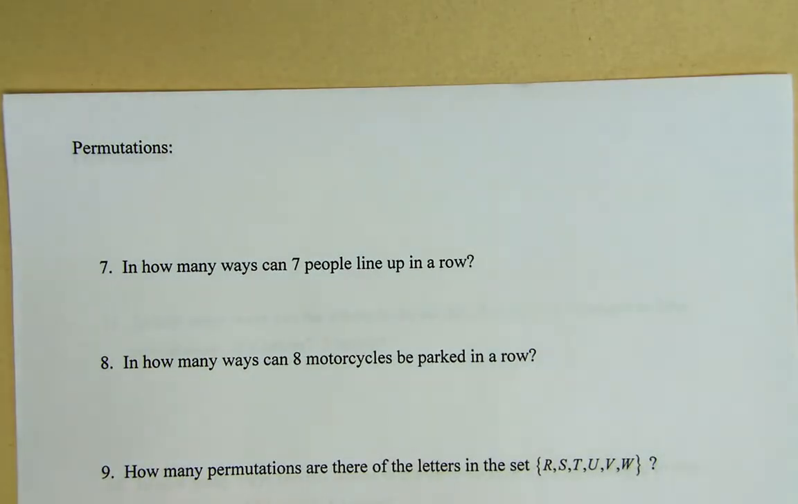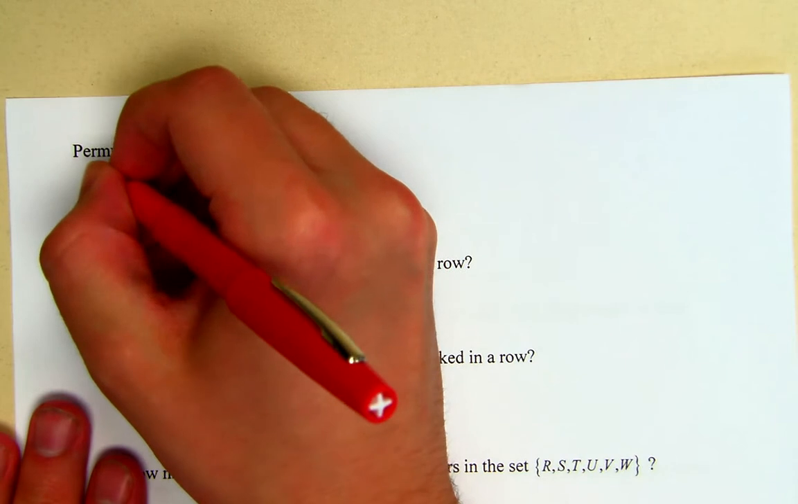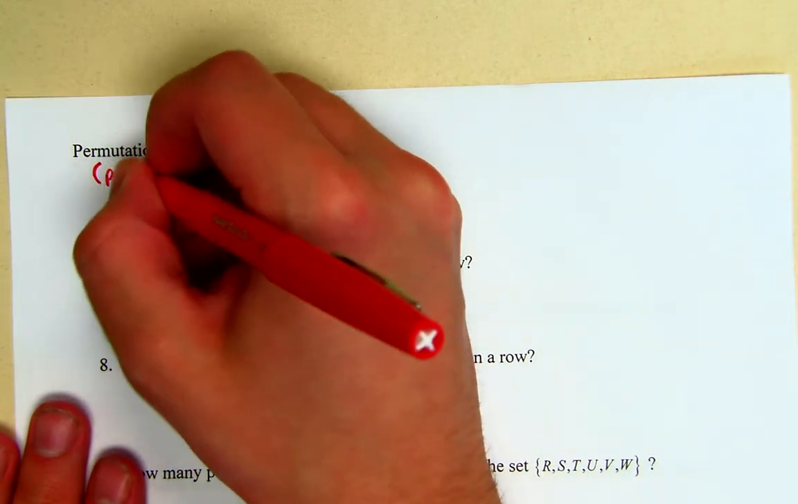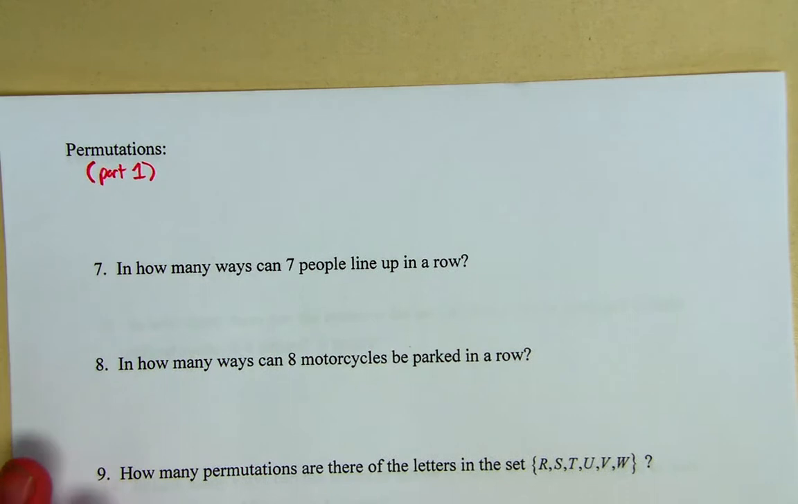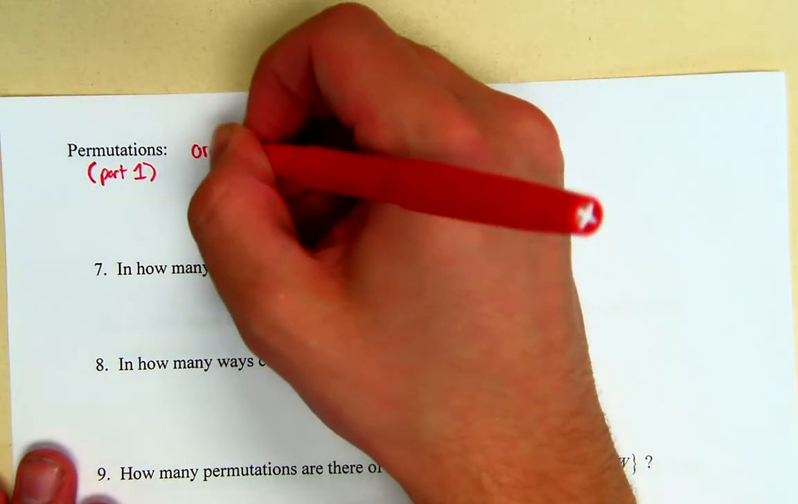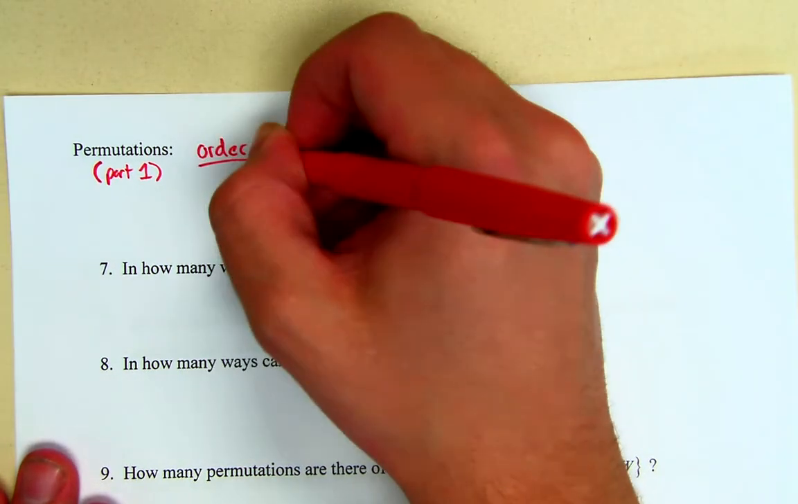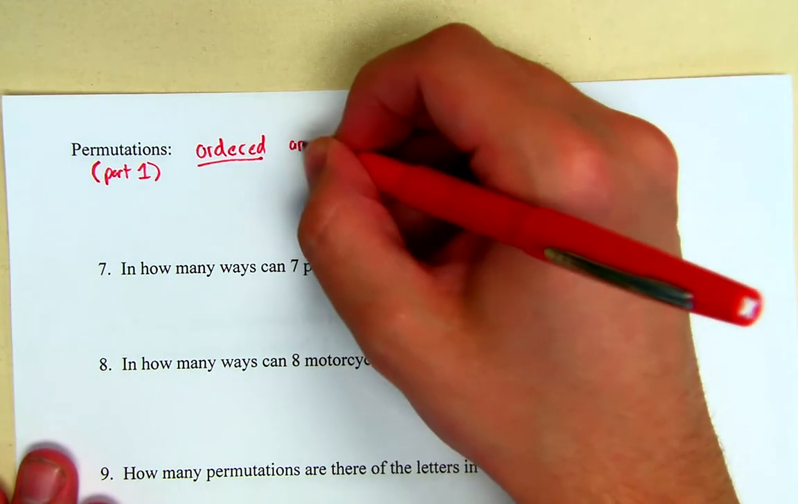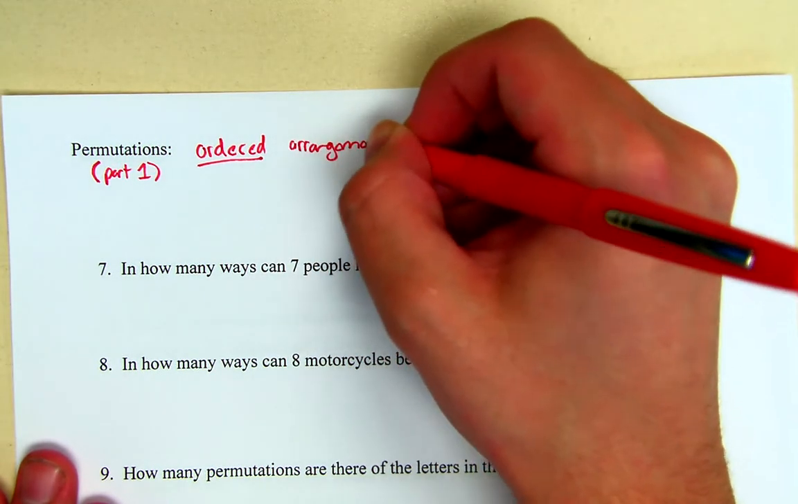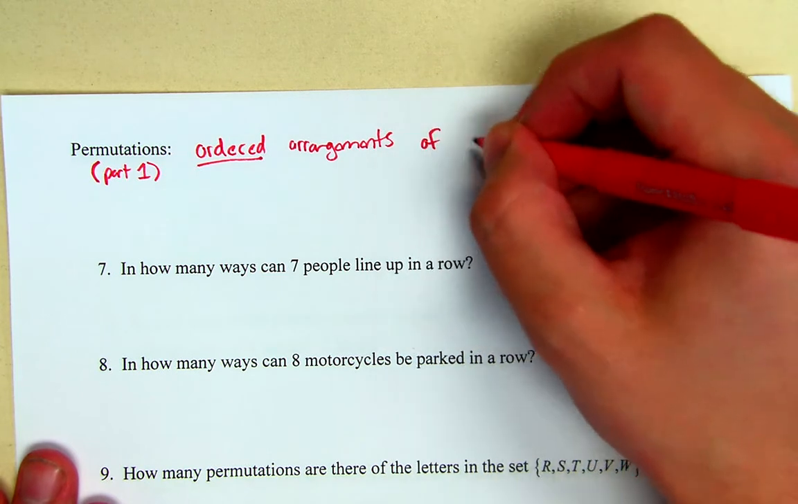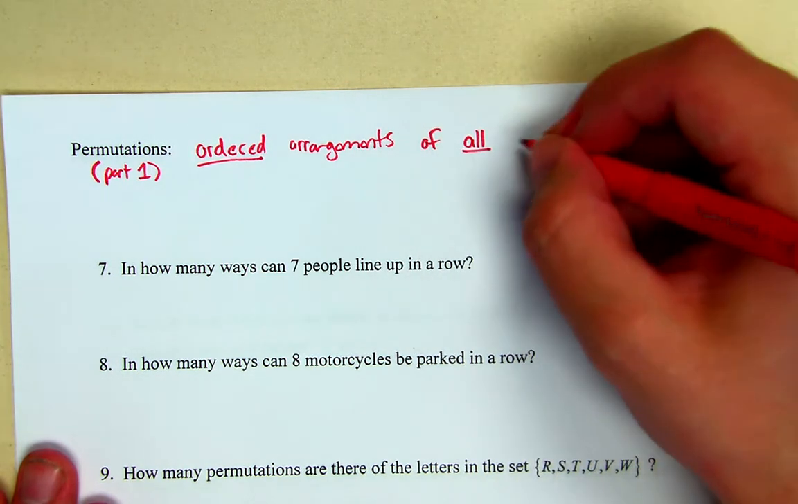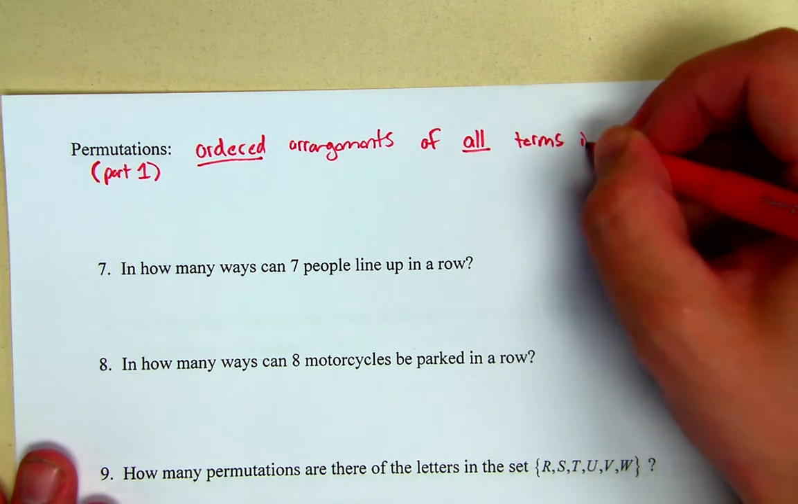Alright, so that was the first type of way that we can come up with things. So the next way to come up with things is called a permutation. Now, I'm going to call this part 1 of permutations. So permutations are ordered, again, ordered being the key word, arrangements of all terms in a set.